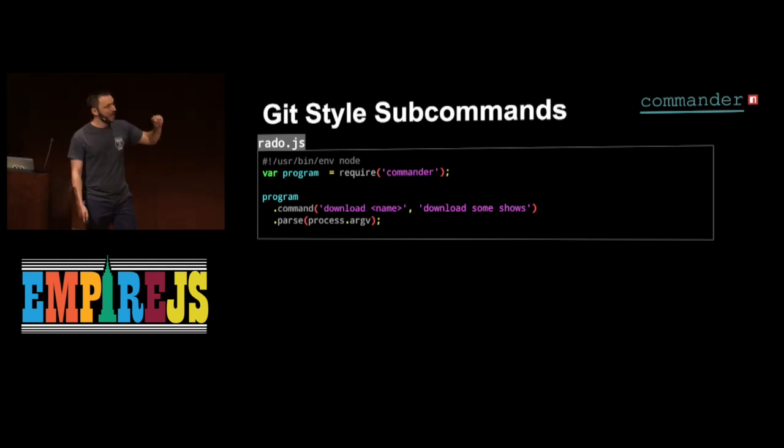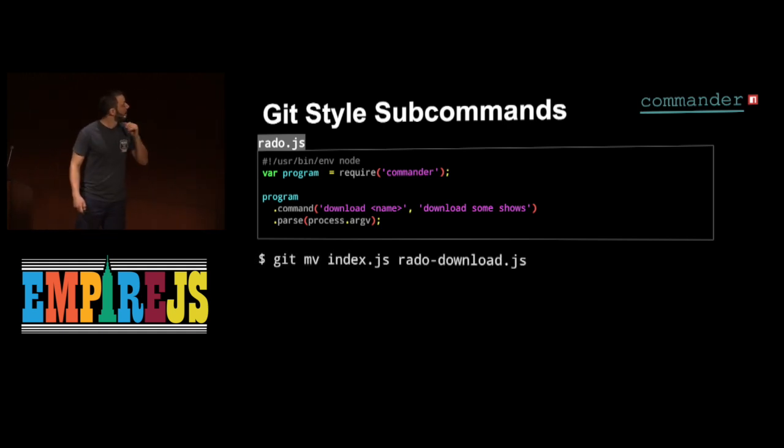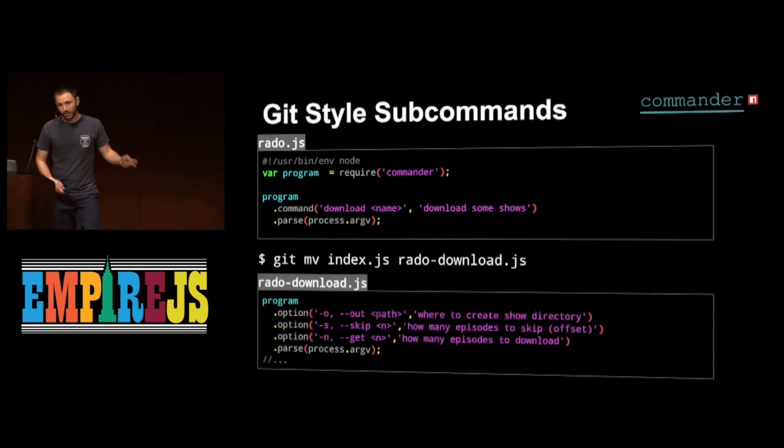This is the entire file, and it just tells Commander what commands are available. And right now we just have the download command. We're going to move our index file to rado-download. This is another Commander convention: if you want "rado download", you name it rado-download.js. And in rado-download, we've pulled out Minimist for argument parsing.